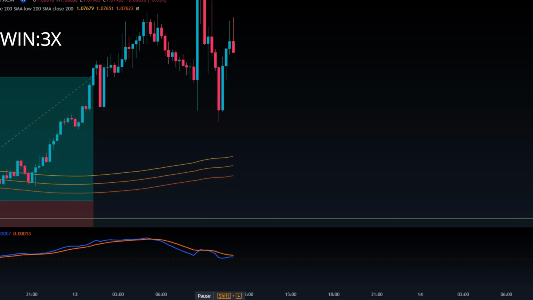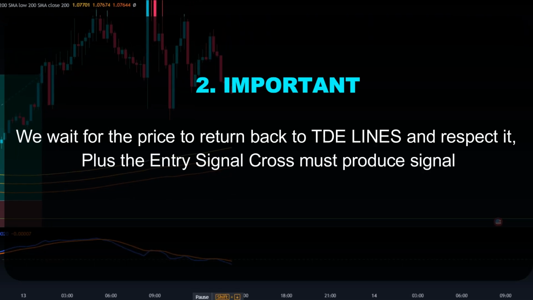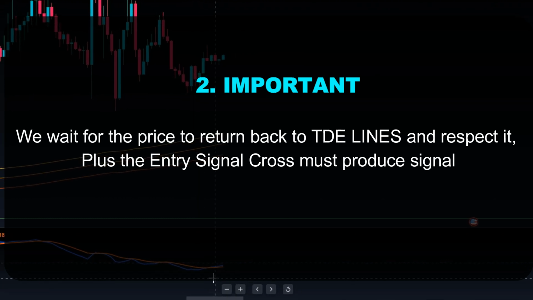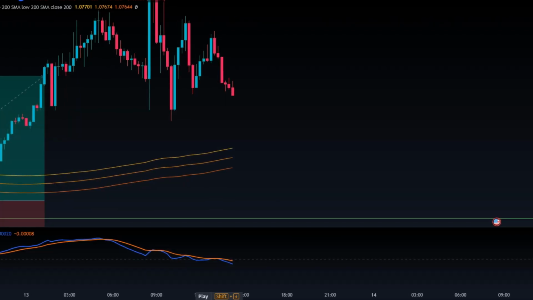Here is another important point of this strategy. When the MACD crosses without coming back to the TDE lines, we do not enter the trade unless it's a short entry setup.